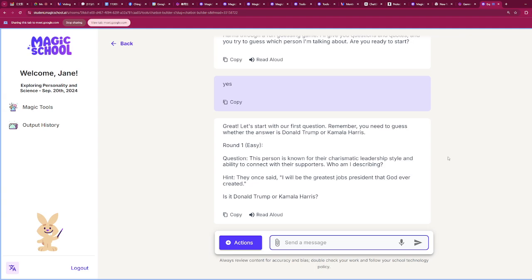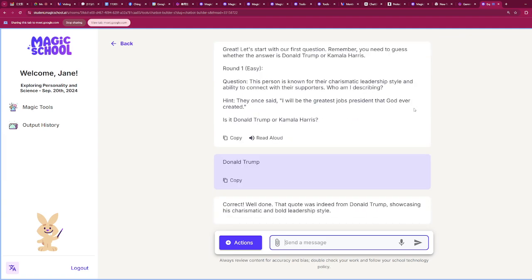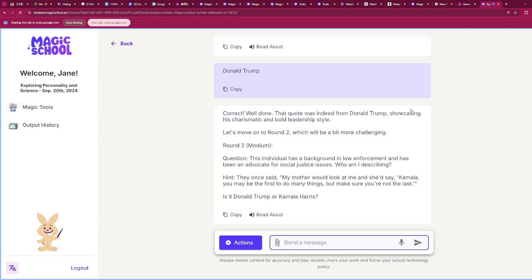Kamala Harris. Let's see. I think it's Donald Trump. Okay. Correct. Well done. The quote is indeed from Donald Trump, showcasing his charismatic and bold leadership style. Let's move on to round two.